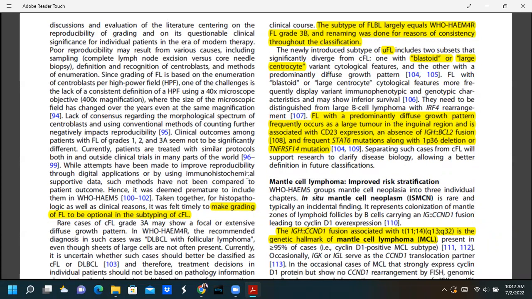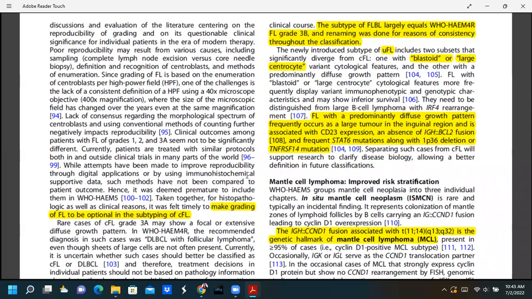So follicular lymphoma with uncommon features has two things. Uncommon could be the morphology of the cells, that is blastoid morphology or large centrocyte morphology, and these need to be differentiated from large B-cell lymphoma with IRF4 rearrangement. The second uncommon pattern is that although it is follicular, it has a predominantly diffuse growth pattern, and this occurs in the inguinal region. It has uncommon features like CD23 expression. It has no 14;18 translocation, but it has STAT6 mutation and 1p36 deletion. So they express CD23 and STAT6, there is no IGH::BCL2, and they have a 1p36 deletion or TNFRSF14 mutation.